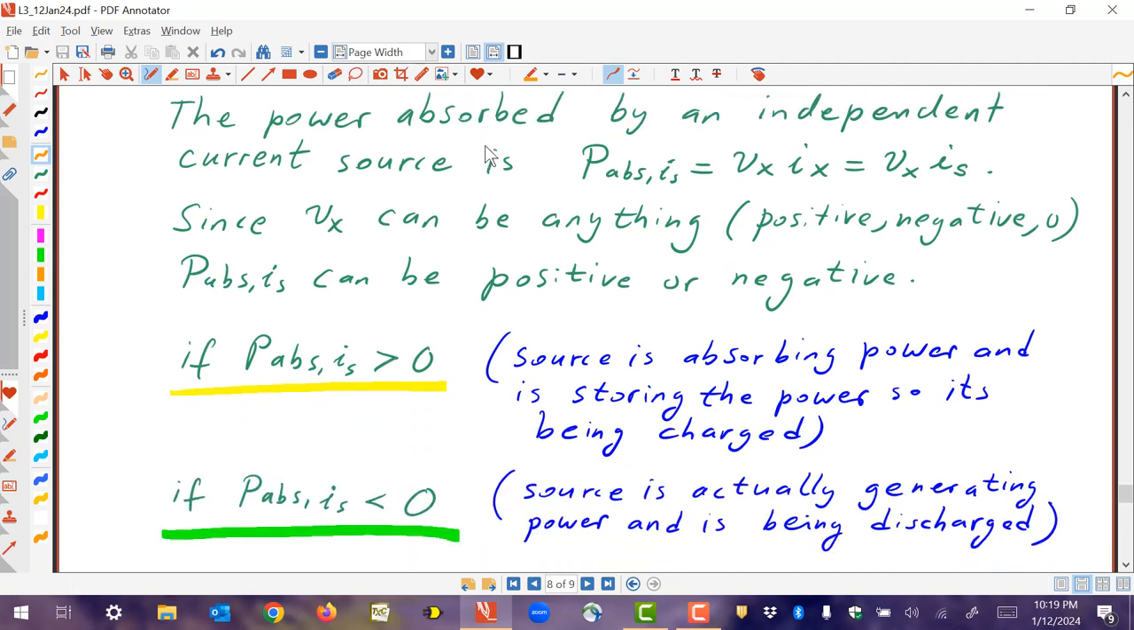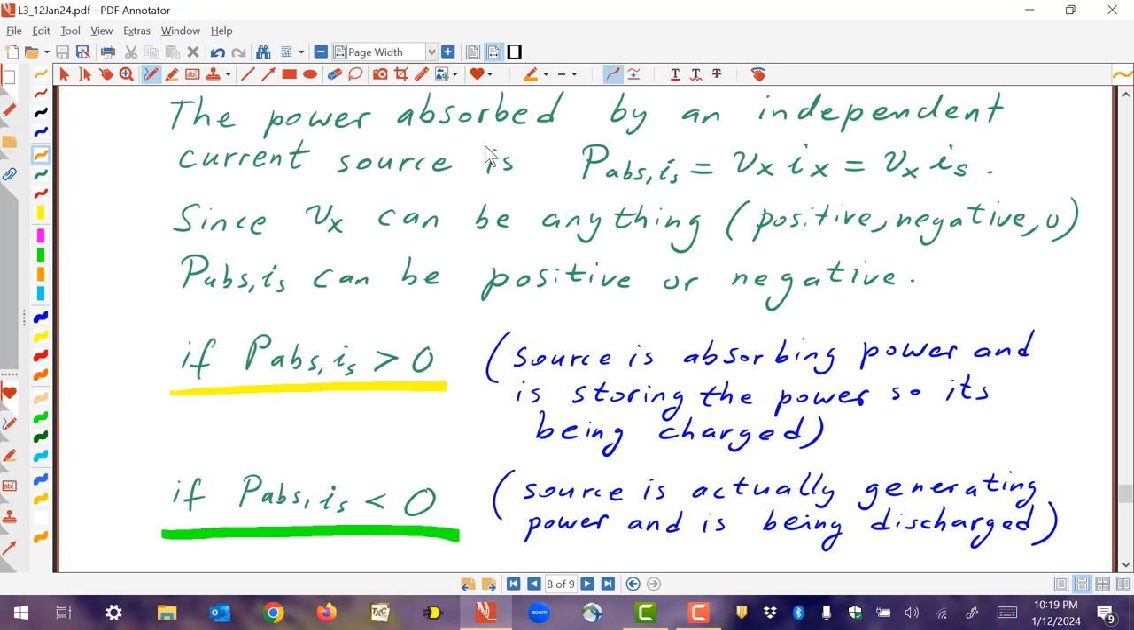So just like before, if the power absorbed by the current source is positive, we'd say it's absorbing power, and it's being charged. So the current source is being charged. If it's less than zero, it means that it's actually generating power. It's being discharged. So it's very similar. That's why I'm going a little fast. It's very similar to the independent voltage source, but now the current is what's defined, and voltage is sort of free to be whatever it wants to be.